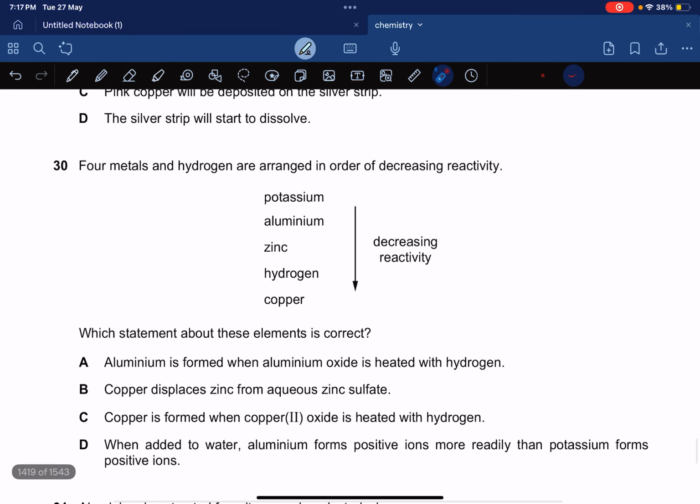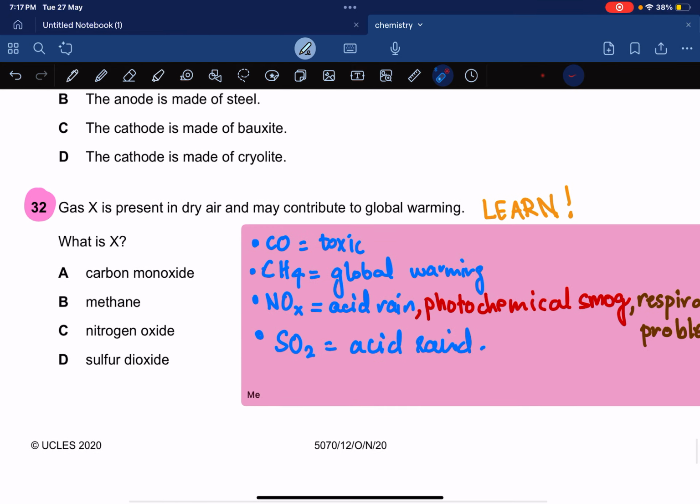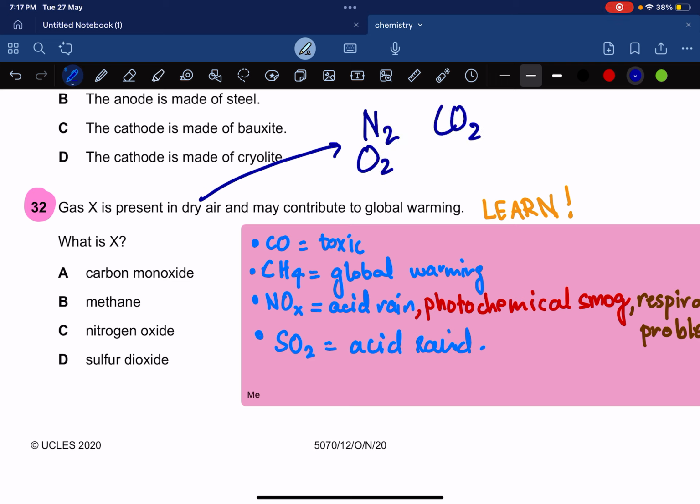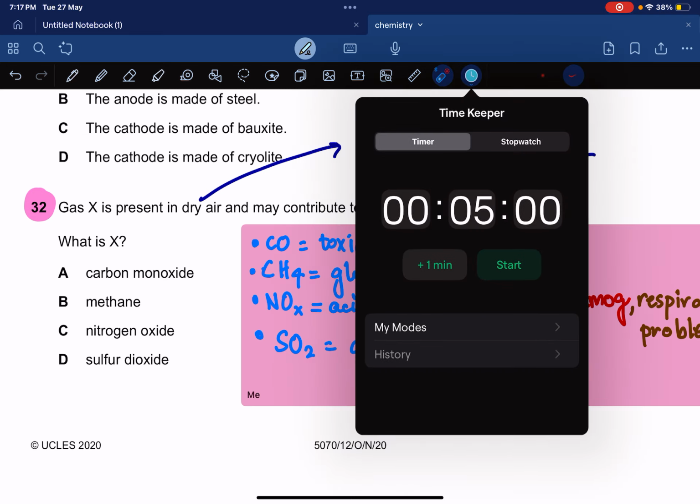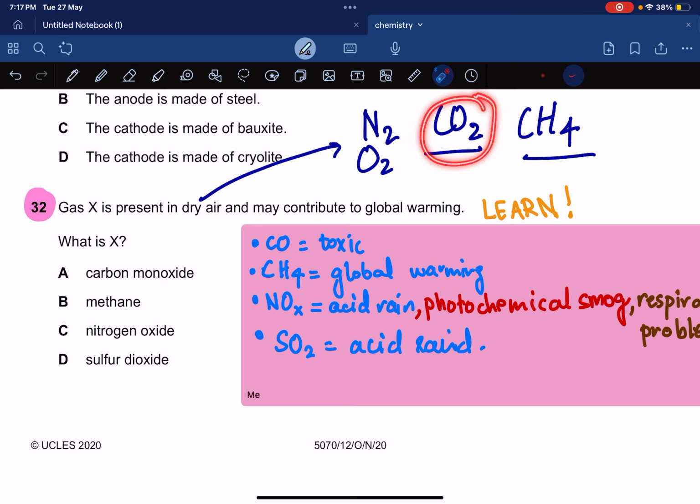Okay, moving on to the next question, which says that gas X is present in dry air and may contribute to global warming. What is X? Okay, may contribute to global warming and is present in dry air. So the composition of dry air, we know we have nitrogen, N2, we have oxygen, we have CO2, and greenhouse gases, we know it's CH4. So it is either methane or carbon dioxide, but methane is not present in dry air, it's carbon dioxide. So we should know that carbon dioxide contributes to global warming.